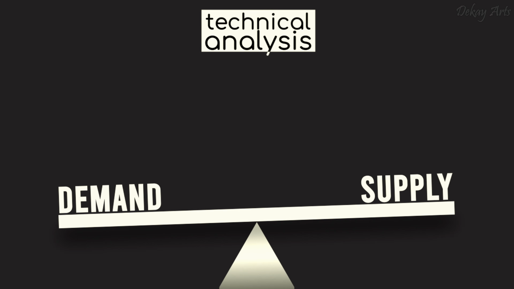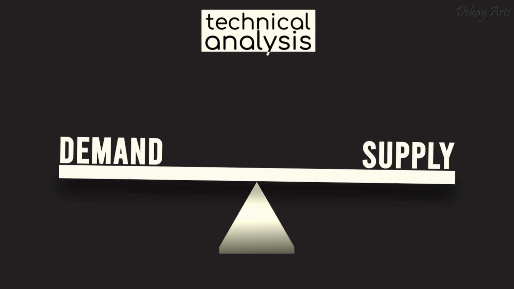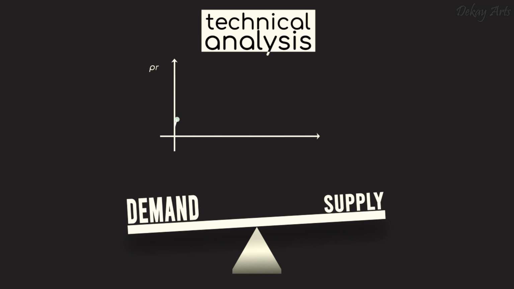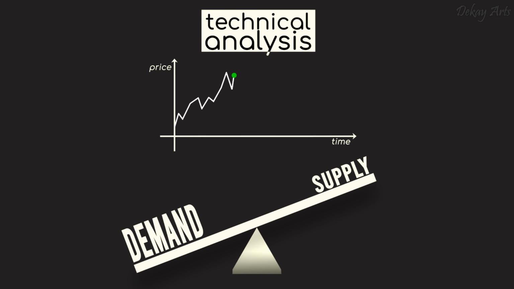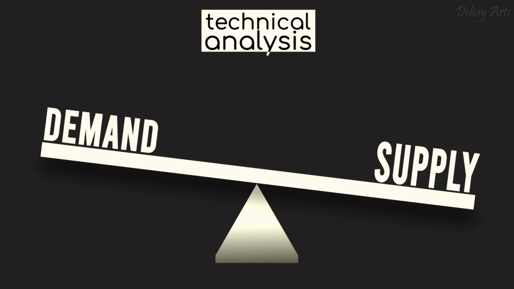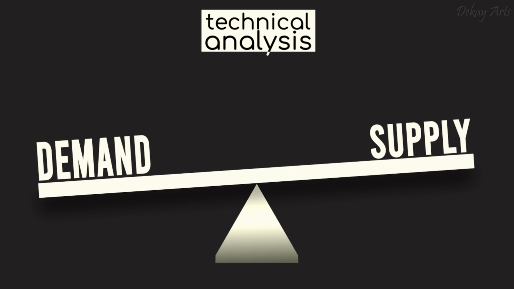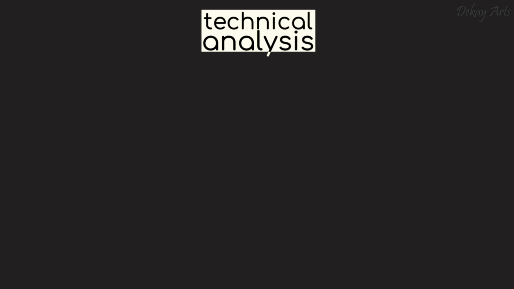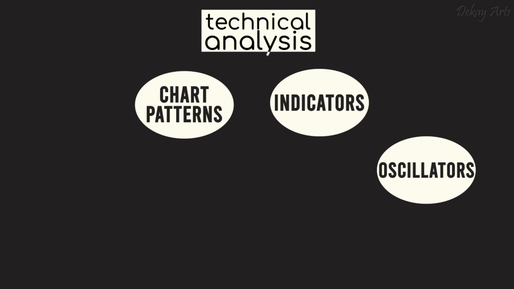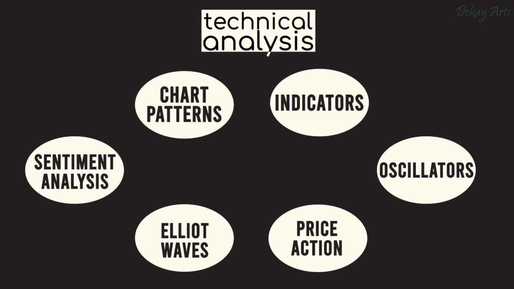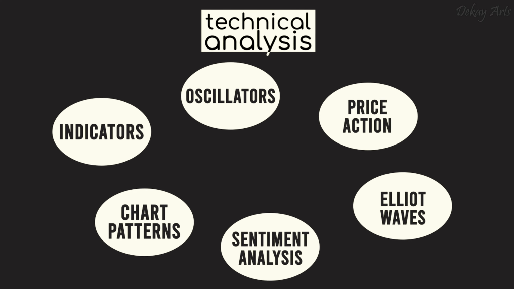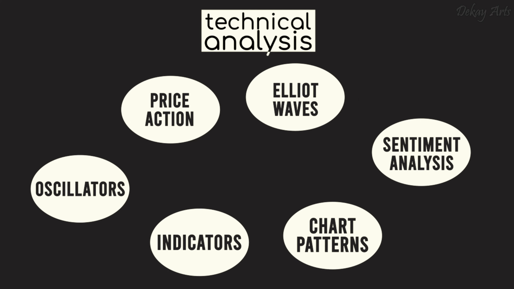Technical analysis involves analysis of supply and demand in the market to determine where the price trend is headed. When the demand is greater than supply, price rises. If the supply is greater than demand, price falls. Any tool used in technical analysis is used to identify this imbalance and use that to make profits. Tools used for technical analysis are chart patterns, indicators, oscillators, price action, Elliott waves, and sentiment analysis. These are either used independently or in combination to identify appropriate entry and exit points in the trade.